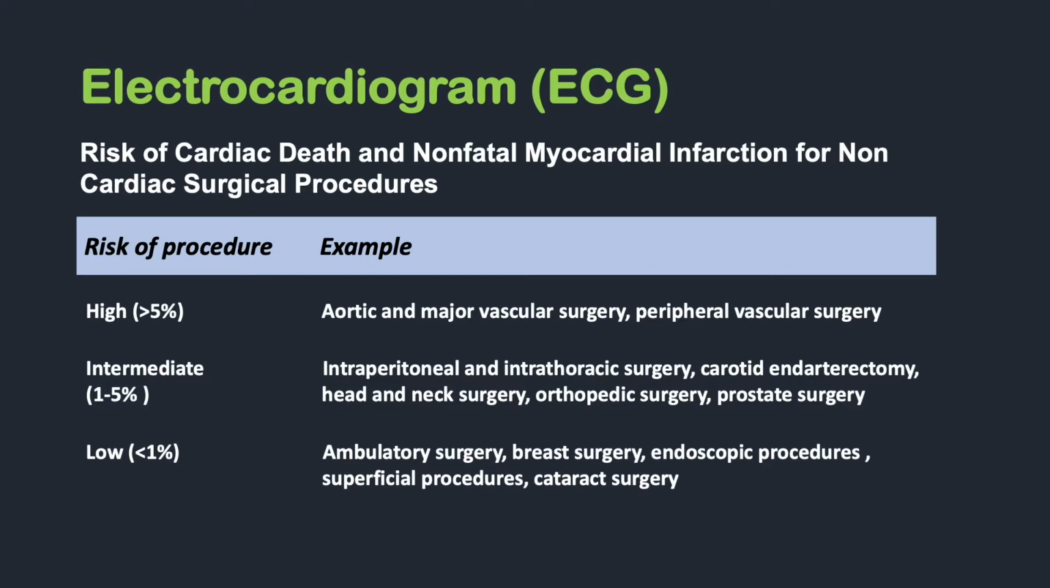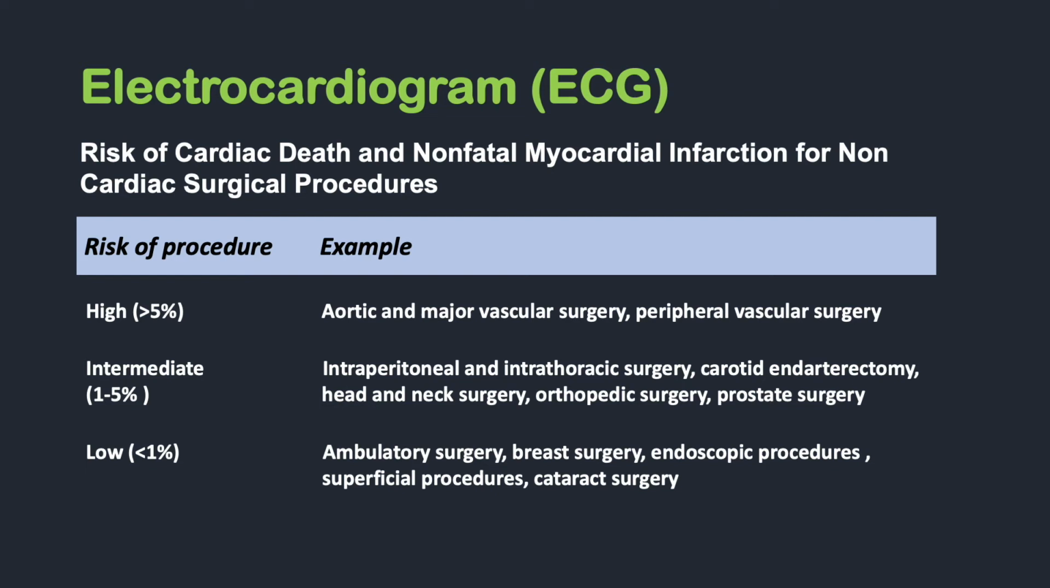For the ECG, how do you decide whether this patient needs an ECG or not? We classify the procedure according to risk. Low-risk procedures are ambulatory surgeries like breast surgery, endoscopic procedures, superficial procedures, cataract surgery. High risk, which entails more than 5% risk of cardiac death and non-fatal myocardial infarction, are those that involve the aortic and major vascular surgery, peripheral vascular surgery as well.